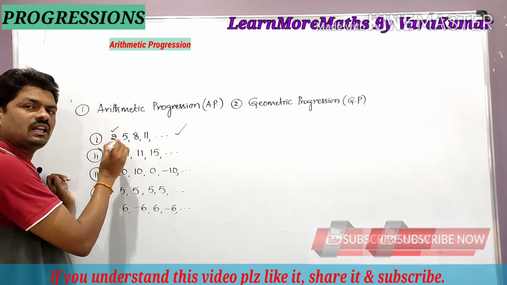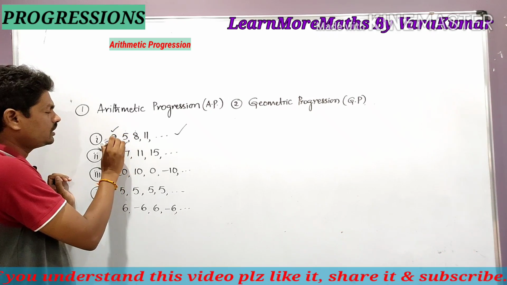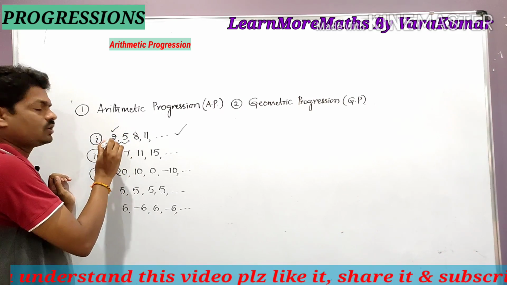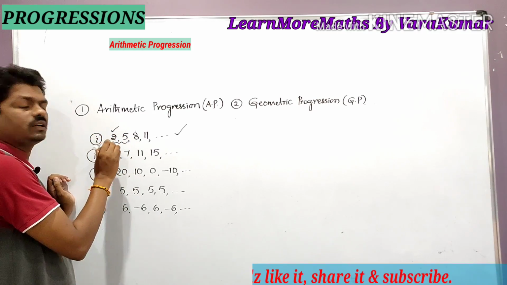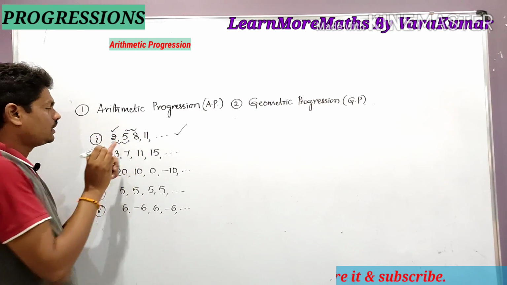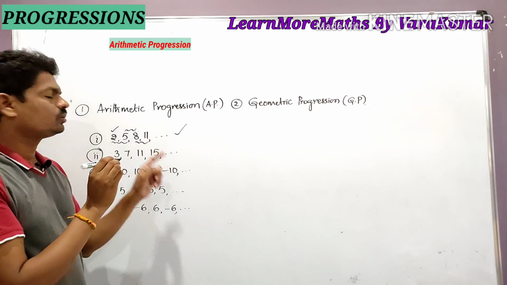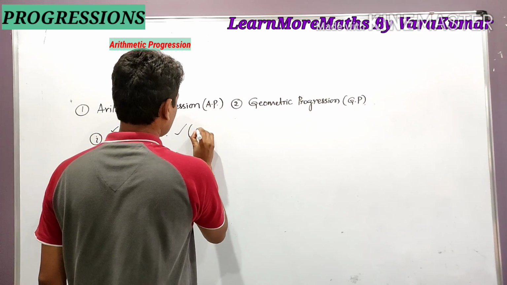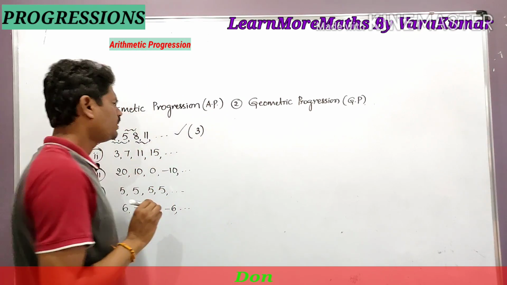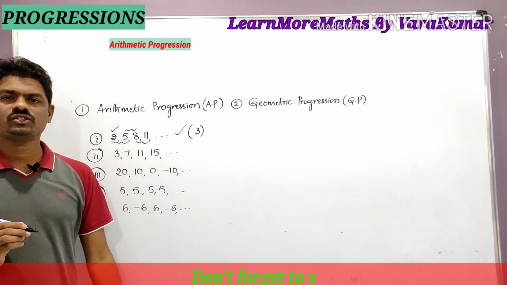Is there any relation between the successive numbers, student? If you add 3 to the 2, you get 5. In the same way, if you add 3 to the 5, you get 8. Again, if you add 3 to the 8, you get 11. So by adding 3 to the preceding term, we are getting the next term.